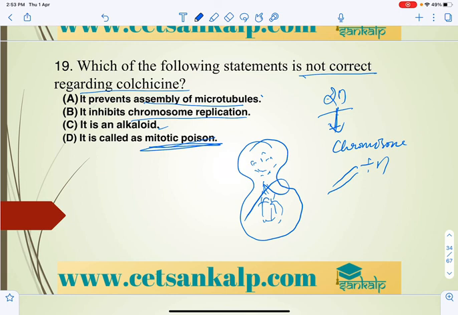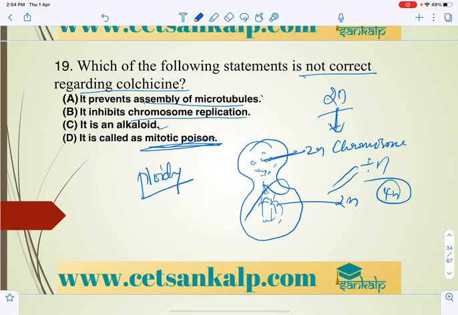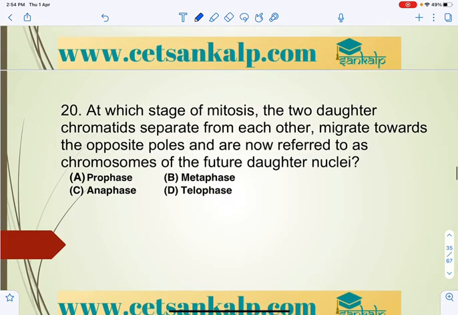So that is the ploidy nature of a cell. Here also, if you consider 2n, there will be 4n. So the ploidy nature increases. To increase that, colchicine is used, but it does not inhibit chromosome replication; it stimulates it. So the incorrect statement is B.